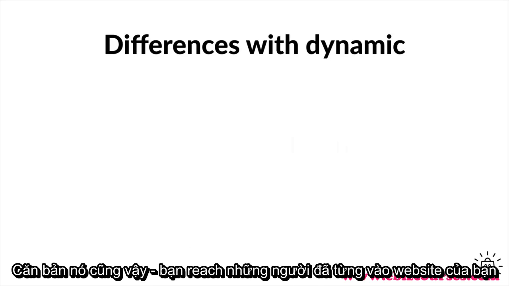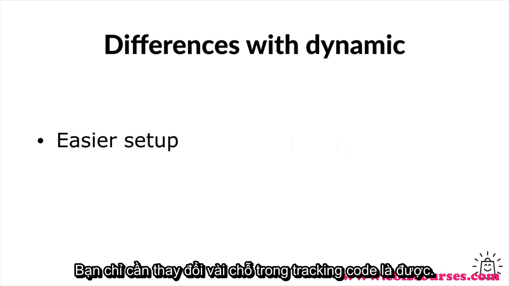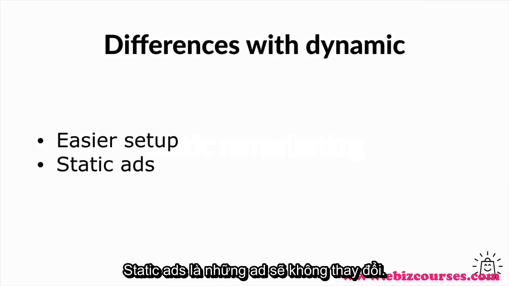The basics are the same. You reach people that have been to your website. But the main differences from dynamic remarketing are that the setup is easier. You just need to make a couple of small tweaks to your tracking code. You're going to run static ads, and what I mean by static ads is that these are ads that won't change.